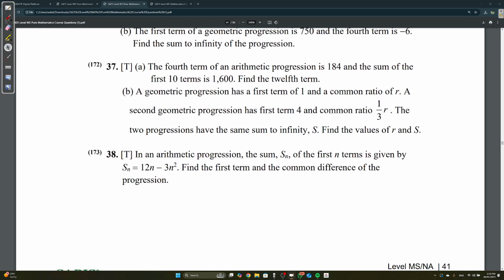Question 37. The fourth term of the arithmetic progression is 184. So A4 is equal to 184. And the sum of the first 10 terms is 1600. So S10 is equal to 1600.